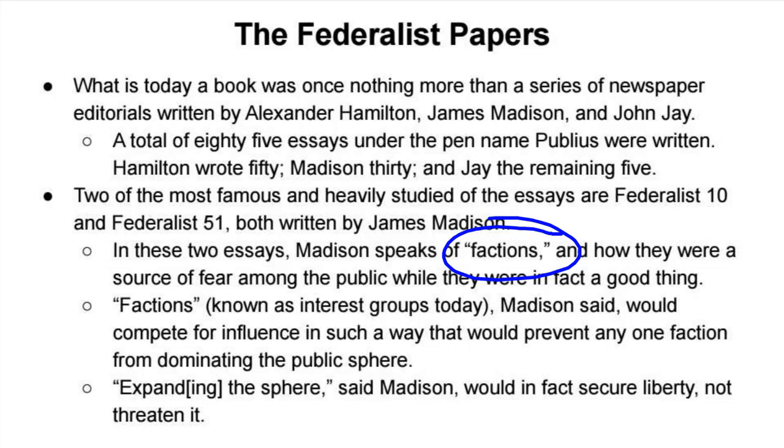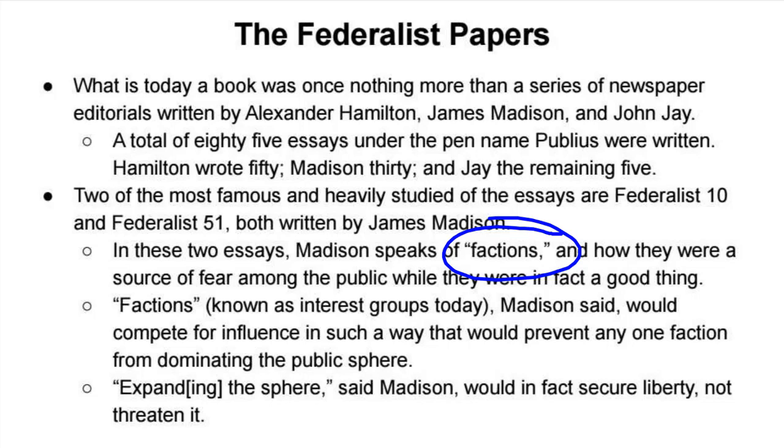Well, the factions, Madison actually said, would be competing for influence, and no one faction would ever dominate because of the competition amongst the factions. So Madison is like, I understand your fears about factions, but believe it or not, I think it's going to be a good thing to have lots of factions because no one faction will ever gain too much influence because of the amount of competition that will be had for influence in the government.